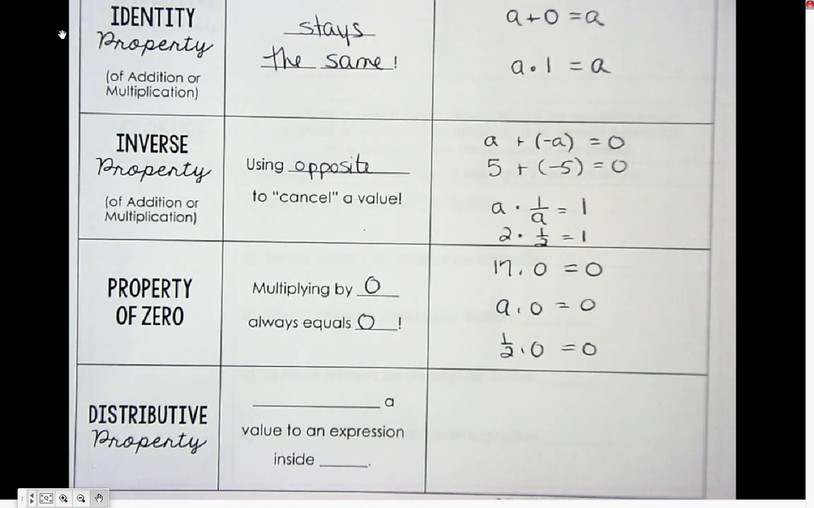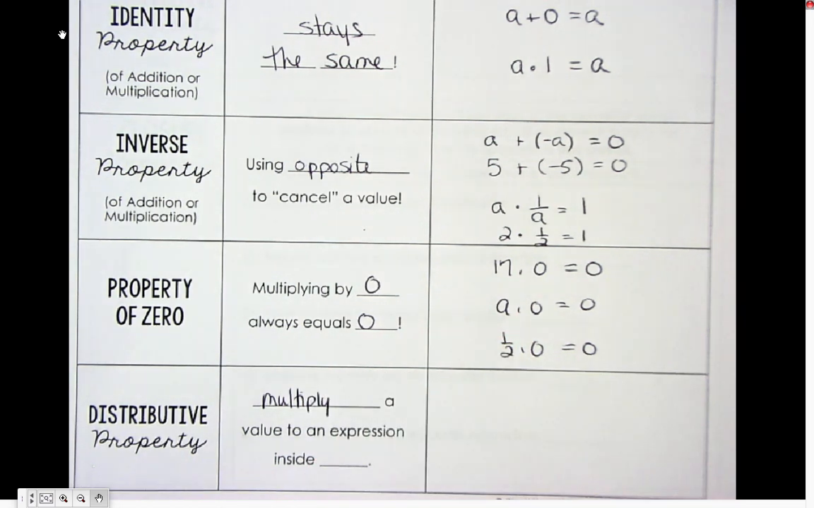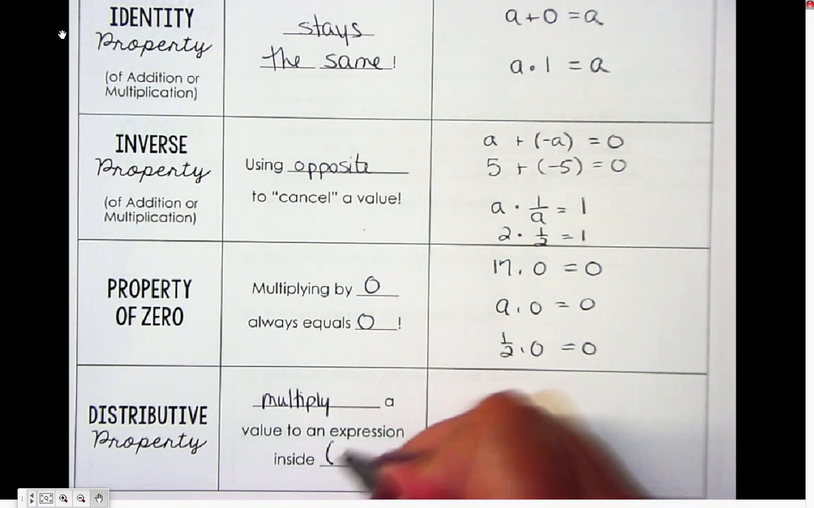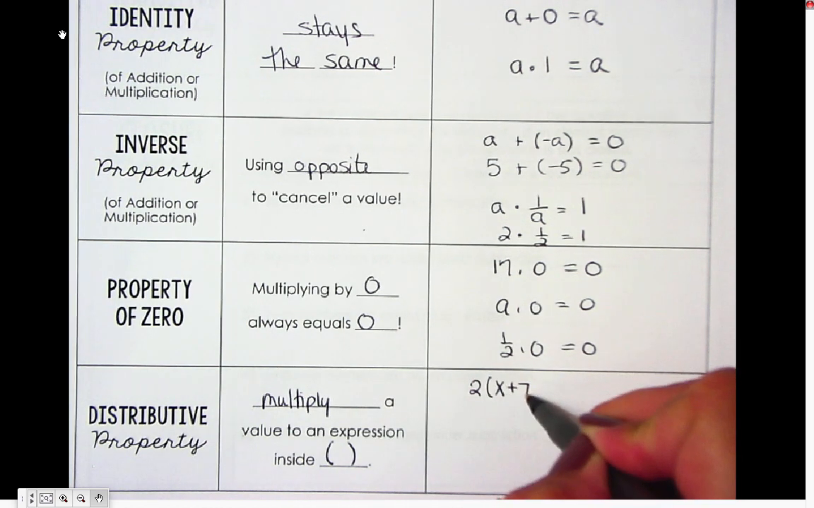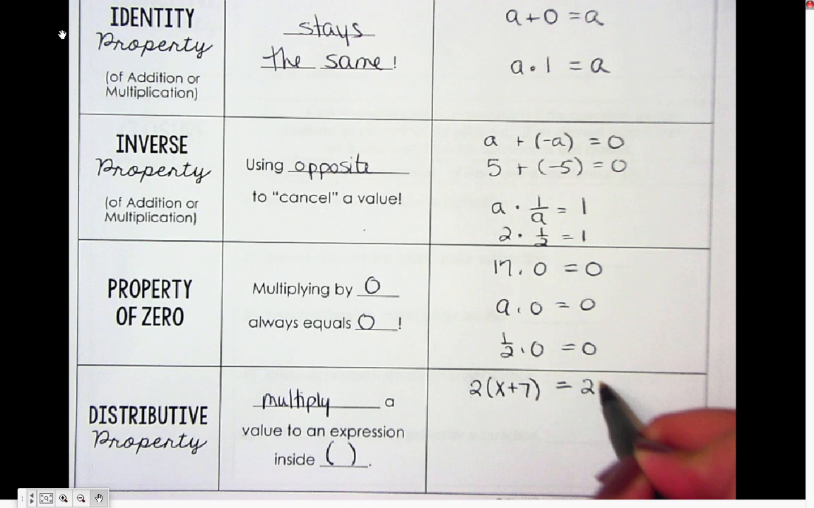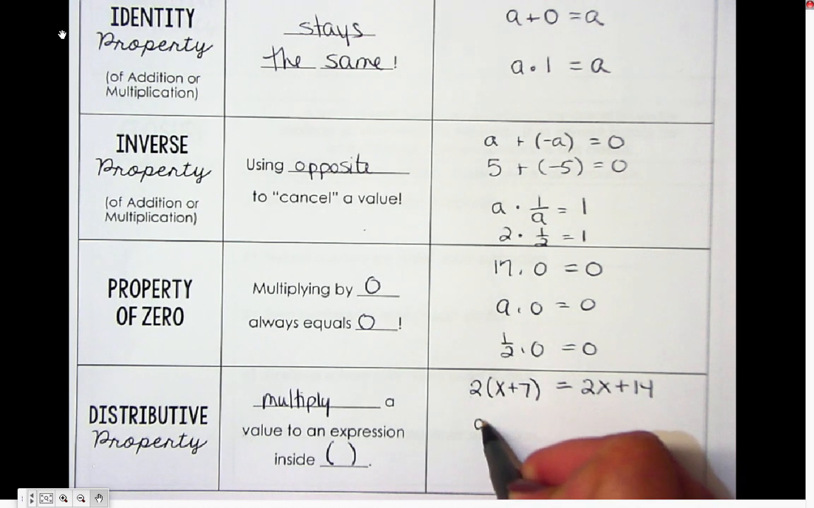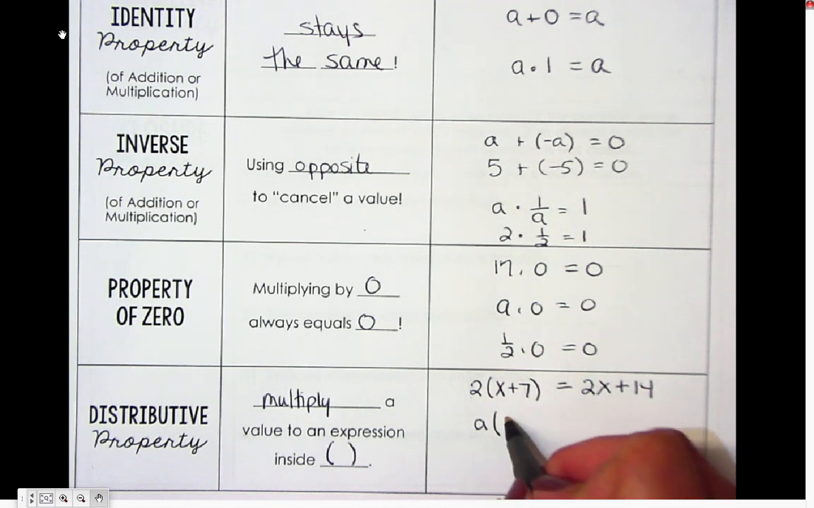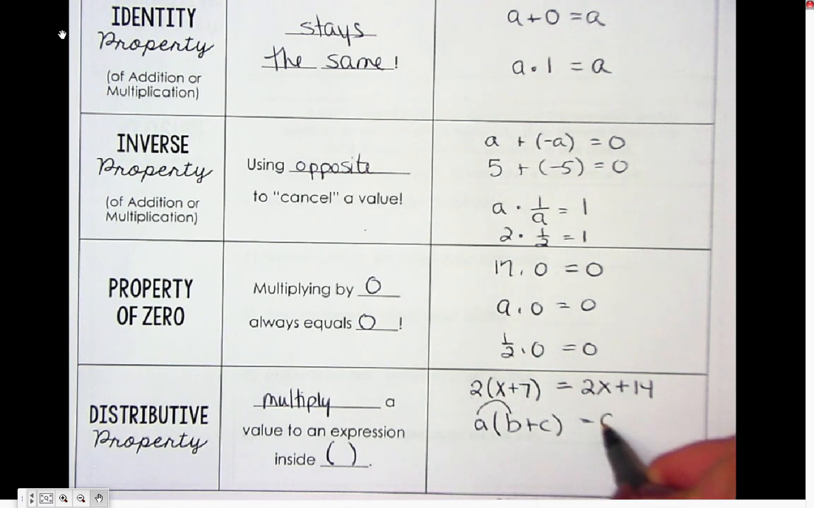And then the distributive property is when we multiply a value to an expression inside parentheses. So we might have something like 2 times (x plus 7). When we do that, we multiply the 2 times the x, and then we multiply the 2 times the 7, and so we'd end up getting 2x plus 14. It might also look something like a, and then in parentheses, b plus c. And so we get a times b plus a times c.